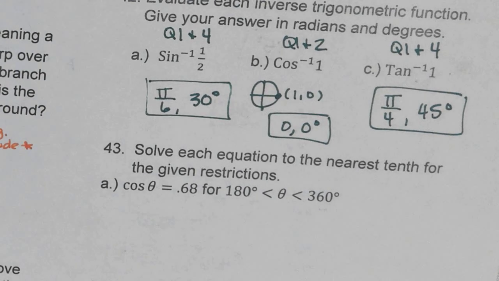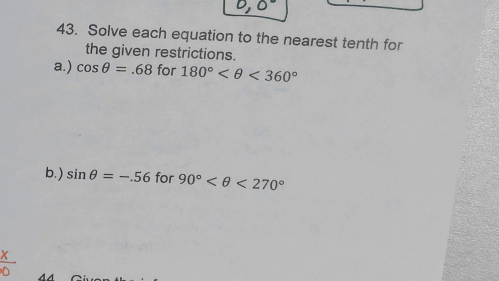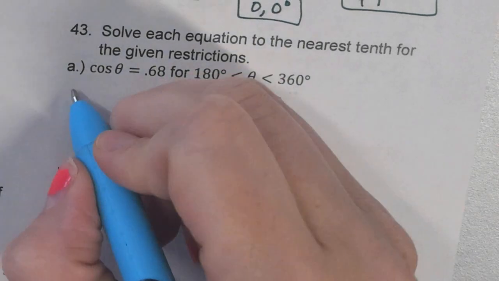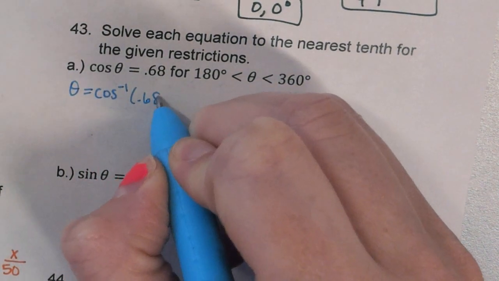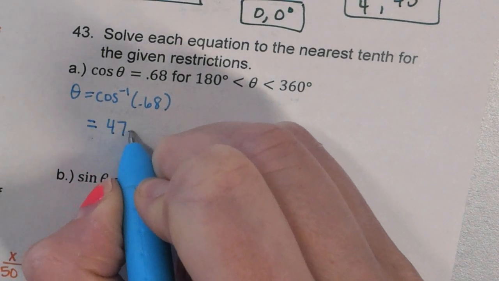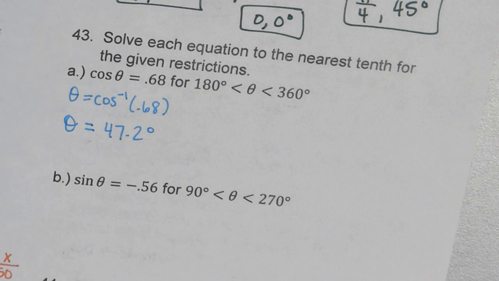Okay, so the unit circle is really helpful for 40, 41, 42. For 43, we're going to have to use our calculator to do the inverse to find theta. So once you do the cosine inverse of 0.68, you will get 47.2. How do I know I have to keep going? Why can't I just stop here?